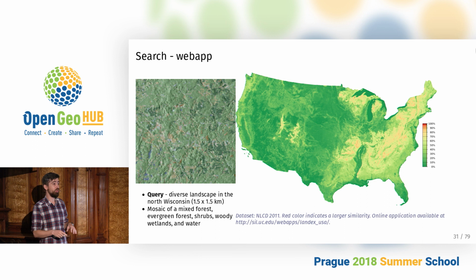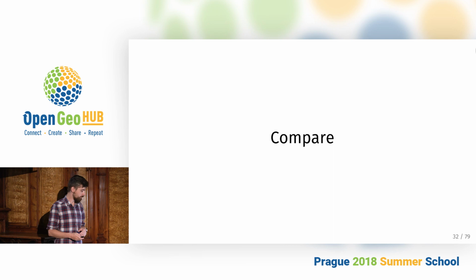And this is a web app, so you don't need to download anything. You can just go there. You can just select your local landscape of interest, and after a few seconds, you will get the result for the whole US. All right.